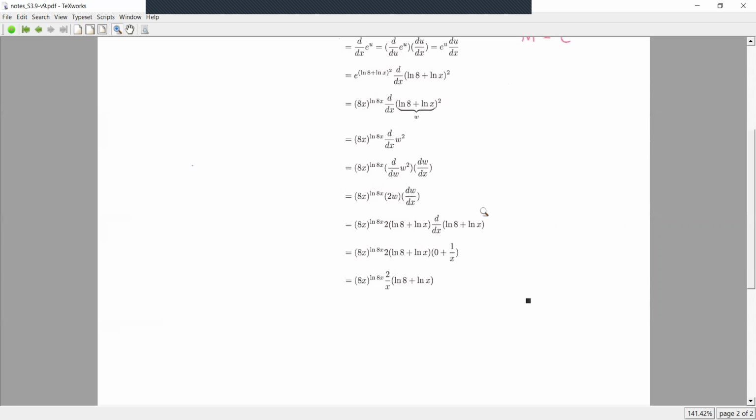To compute this derivative, I apply the summation rule. Natural log of a is a constant. Derivative is 0. Natural log of x, derivative is 1 over x. Then I have this equation. Now simplify this expression a little bit. Then this is the answer to this example.